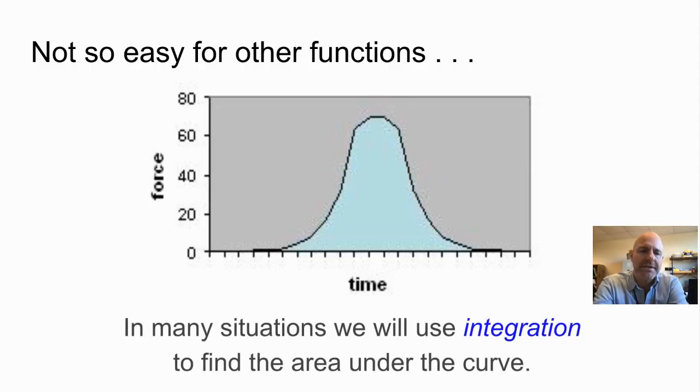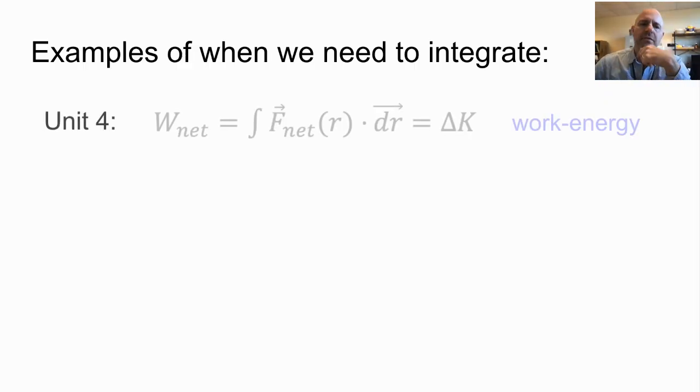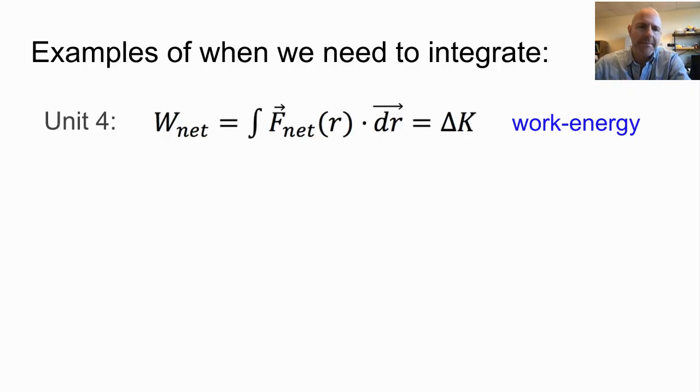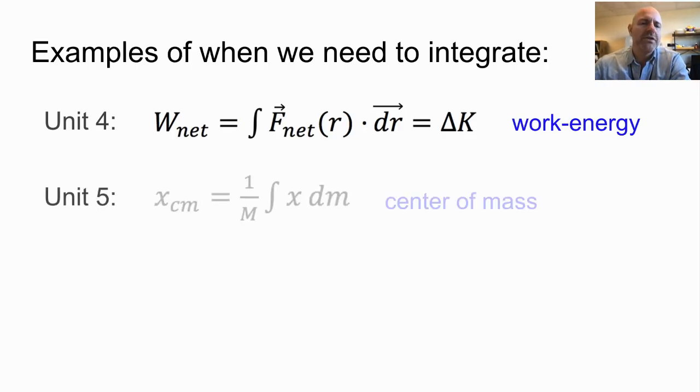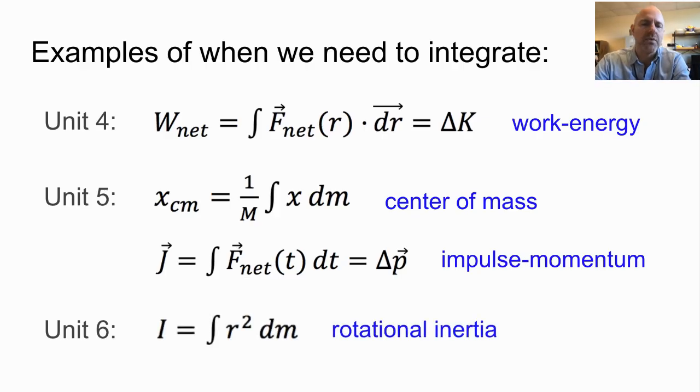In many situations like this, if we know the equation, we can use integration to find that area under a curve. So when do we need to integrate? Well, in this unit, in Unit 4, we're going to be looking at the net work being done, and that's often an integral of the net force with respect to position, which is when it's non-constant. The work-energy relationship. In Unit 5, we're going to be finding the center of mass of an object using integration, and we'll use the integration method, very similar to the work kinetic energy formula, to find impulse and momentum relationships. A little bit different, but we'll talk about that when we get there. And in Unit 6, we'll find rotational inertia, also known as moment of inertia.